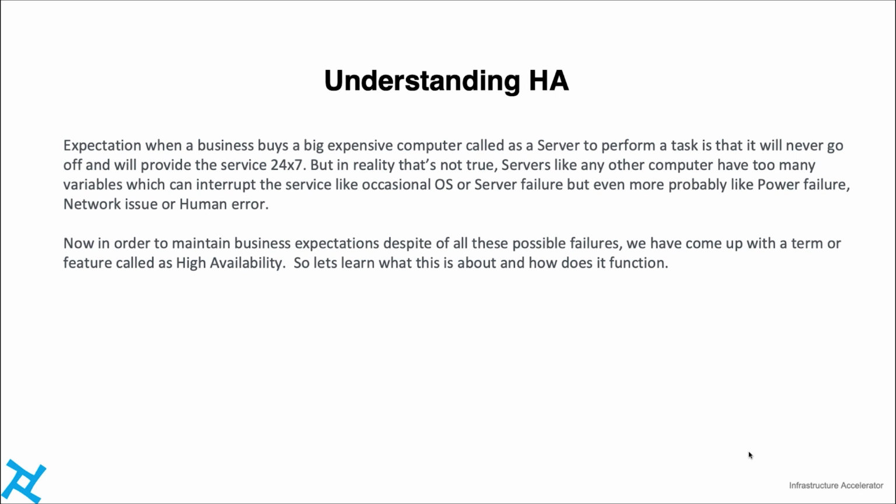Nobody cares about the server. Even if the server goes down and the service is available, the client doesn't care about it. So the business expectation is that the service should remain available, even if the server fails. And in order to make those expectations a reality, we use something which is called high availability. So let's learn what this is about and how it functions.